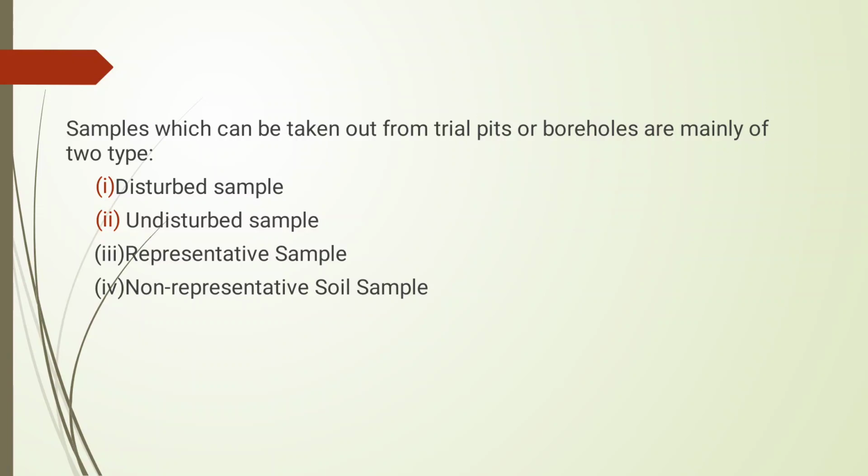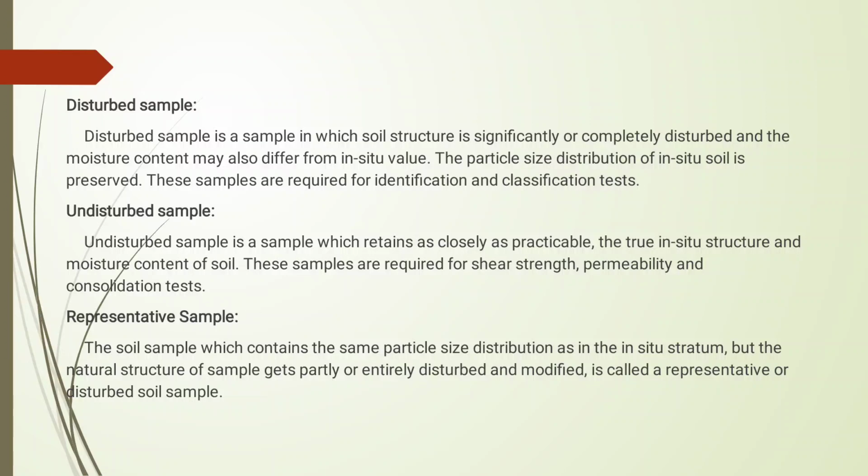So first one is the disturbed sample. Disturbed sample means the soil structure is significantly or completely disturbed during the sampling process. Undisturbed sample means the samples which retain their structure as closely as practicable and are not disturbed during the sampling process. The disturbed sample is classified into representative and non-representative. Representative sampling means the sample consists of mineral constituents that are not mixed or lost. But in a non-representative sample, the mineral constituents from various soils may get mixed up and they have lost their characteristics.